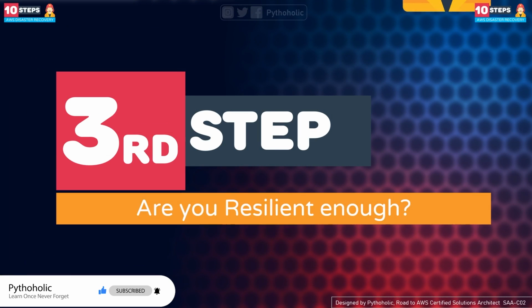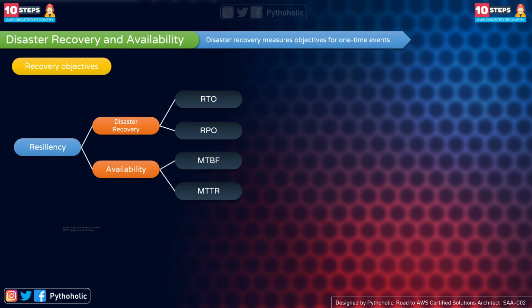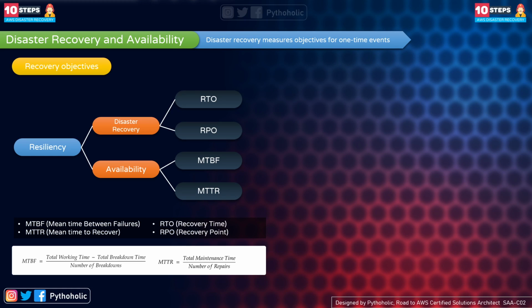The third step is, are you resilient enough? So when you think of trust in terms of your product, you should always remember the word resiliency. This word resiliency in its actual sense refers to the capacity to recover quickly from difficulties. So it's same when it comes to your infrastructure as well. So resiliency is the ability of a workload to recover from infrastructure or service disruptions and dynamically acquire computing resources to meet demand and mitigate disruptions such as misconfigurations or transient network issues.